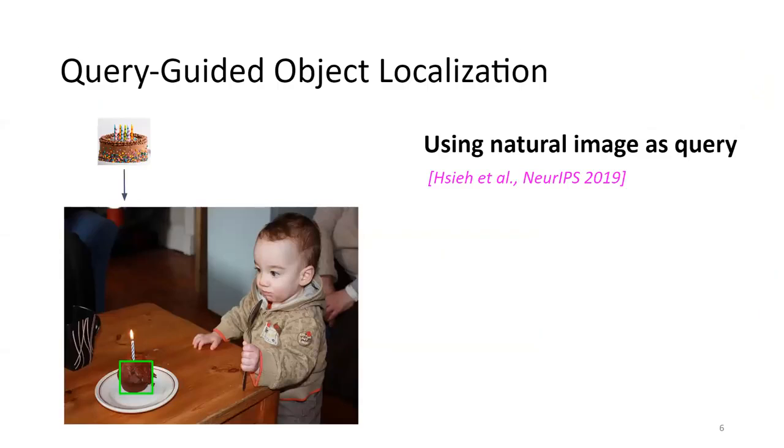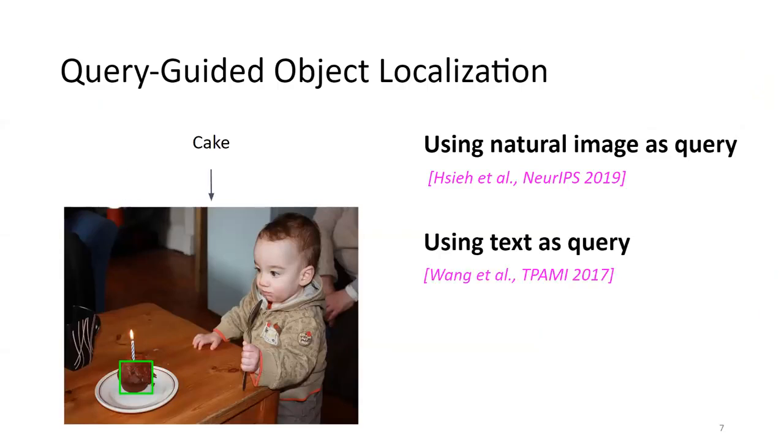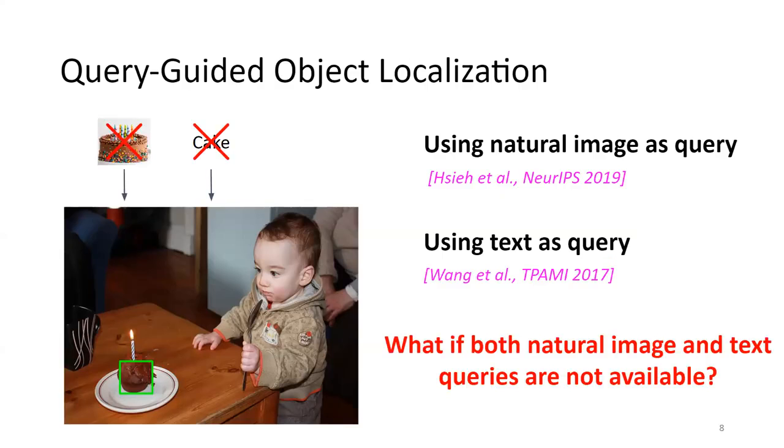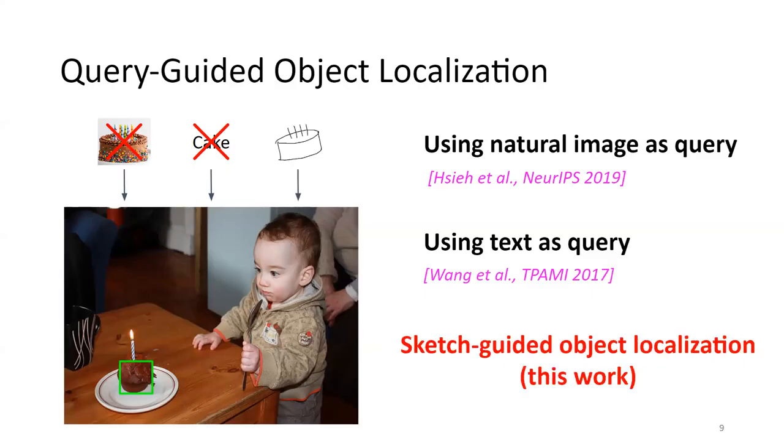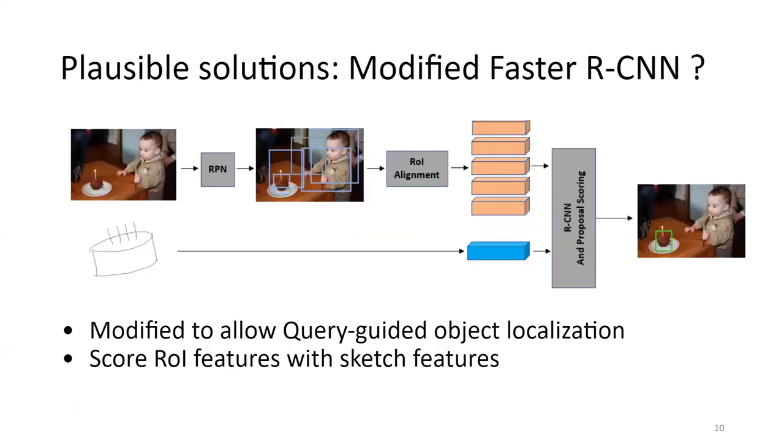We can use a natural image as a query or a text, but there are many cases in which both the natural image or the text queries are unavailable. It may be because of copyright laws, privacy issues, or the data collection and annotation overhead of novel classes. In this work, we propose a novel task of sketch carried object localization, in which, given a natural image, can we localize an object on it just by drawing a freehand sketch of the same? In this example, it is the cake that we want to localize.